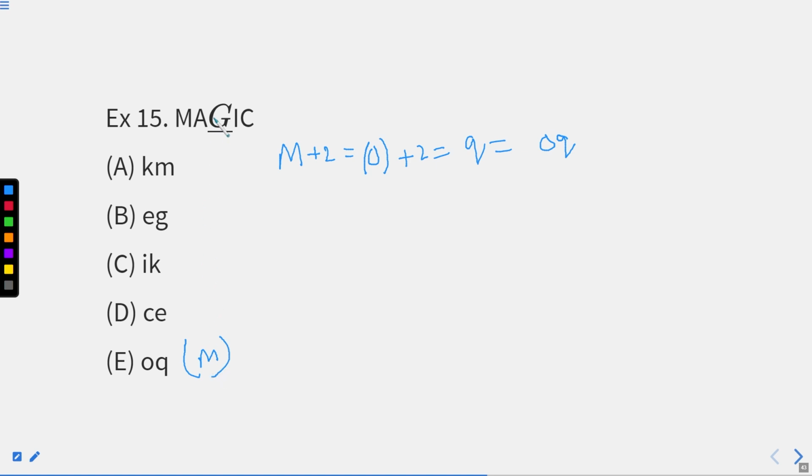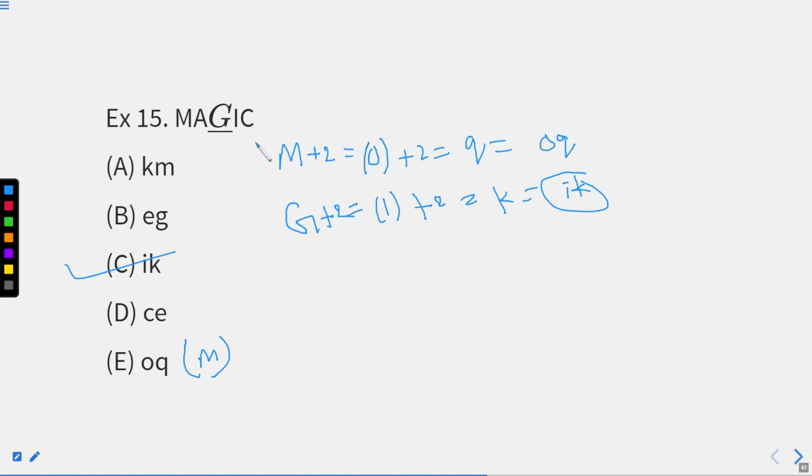What are we looking for? The code for G. So we'll do the same thing with G as well. With G, if we add plus 2, what will we have? I. Right? And if we add 2 to I, what are we getting? K. So eventually the code is IK. This is our answer. In this manner, you are supposed to calculate the code for a word like this.